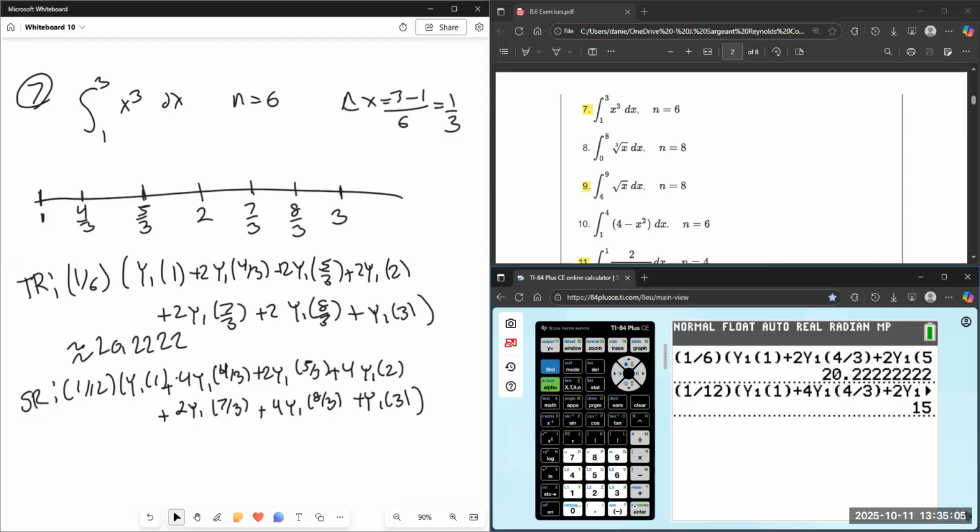And this should be, why did I say 12? Did that before. It's 9. It's a third of a third, which is a ninth. This should be a ninth. It's 20.0000.